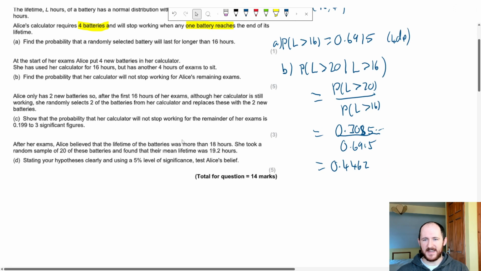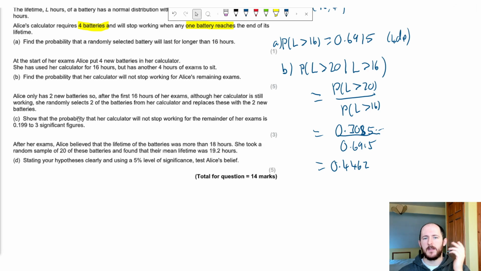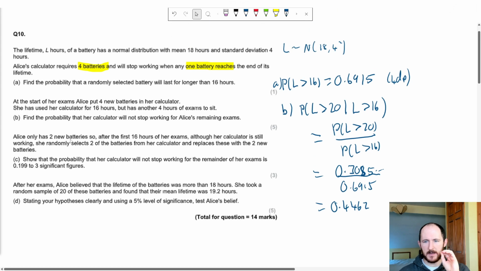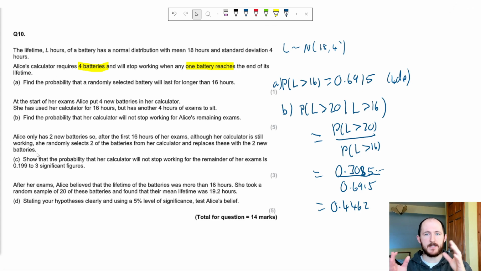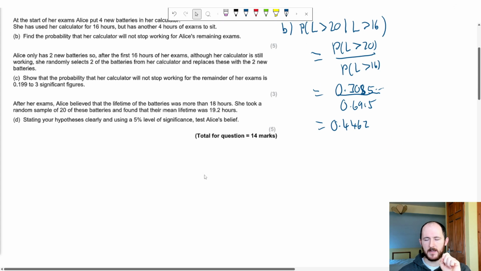But for part C, again, this is also quite tricky. Even though it's only 3 marks instead of the 5 marks in the previous one, I think this is also a somewhat tricky question. So, with part C, Alice only has 2 new batteries. So these batteries are completely new, which means they haven't lasted any time. They are 100% full. It says show that the probability that her calculator will not stop working for the remainder of her exam is 0.199 to 3SF.